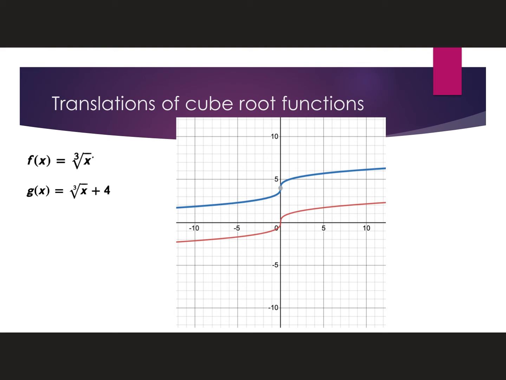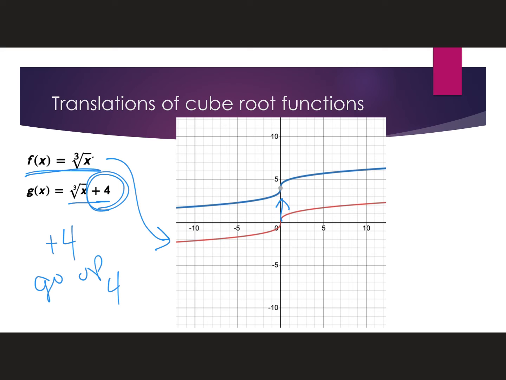So now let's talk about translations. Of course we can translate cube root functions just like we have translated every other type of function. So in this case, f of x equals the cube root of x is this line right here. And f of x equals the cube root of x plus 4. All we do again is we just move it up 4. So when it's outside of the radical symbol, plus 4 means go up 4. If it was minus 4, it would mean go down 4.